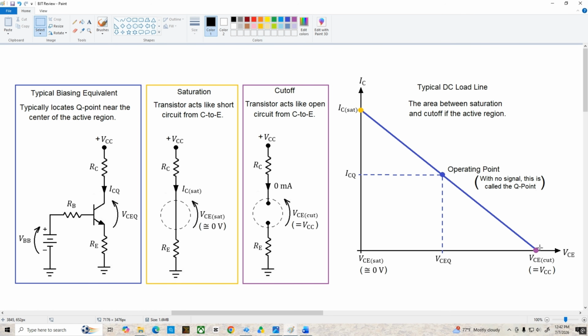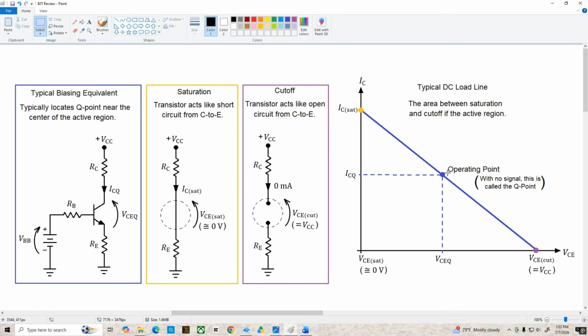Most of the time when we're designing small signal or low power amplifiers, we're going to locate the Q point somewhere near the middle of the load line. This is called Class A operation. There are other classes of operation, Class B, Class AB, Class C, and so on, but we're not worried about those right now. We're probably mostly going to be dealing with Class A amplifiers.